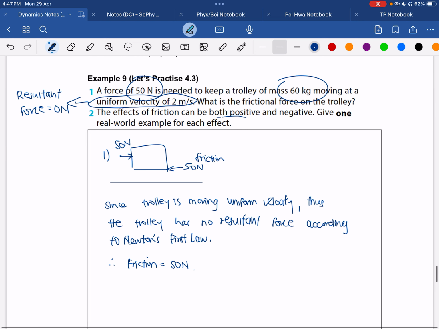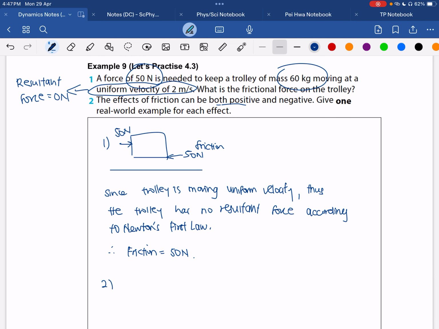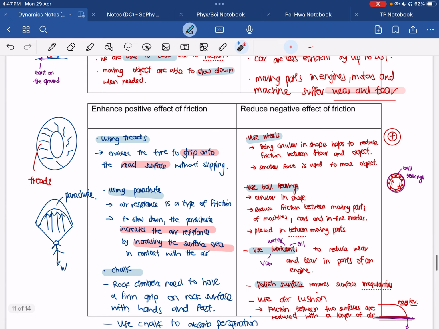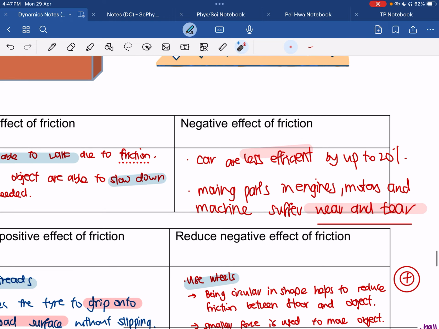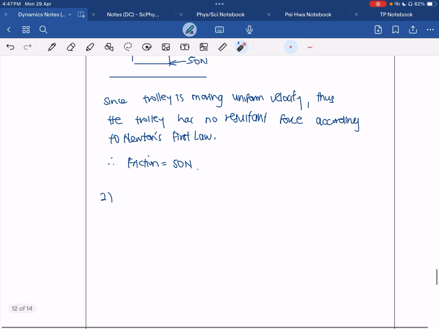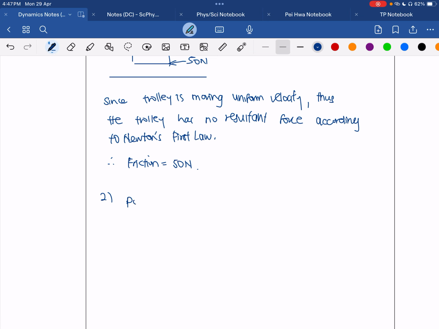Right, now, second question. The effect of friction can be both positive and negative. Give one real world example for each. So again, it's just copying from here, right? Positive and negative effect from real world. So stating them, positive effect, okay, walking without slipping.